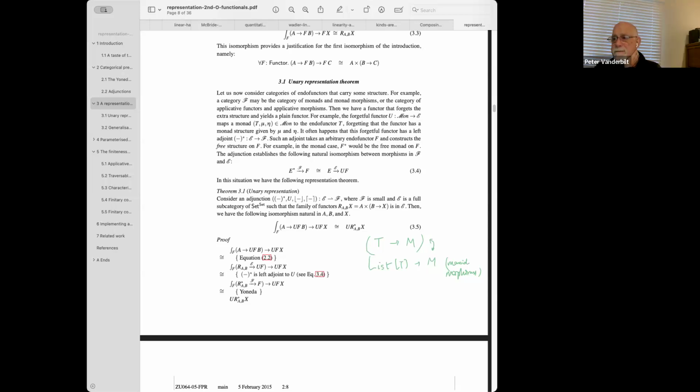So can you interpret 3.5 for us? Right. So 3.5 is what we want to prove. What we want to prove is that for all F, say monad, A to FB to FC is equivalent. So this is the left-hand side of 3.5.